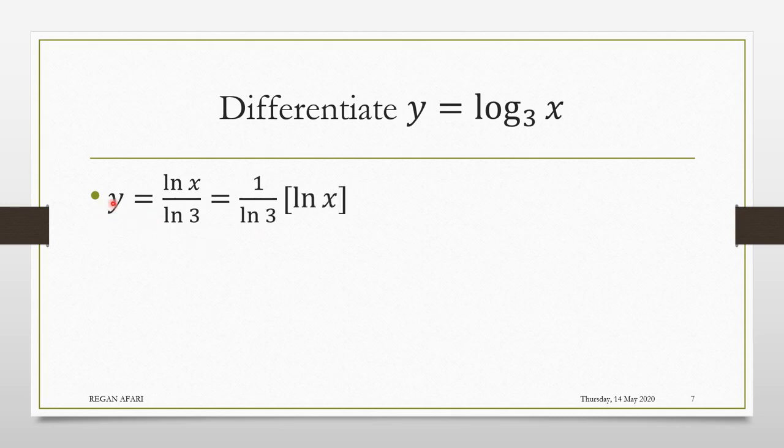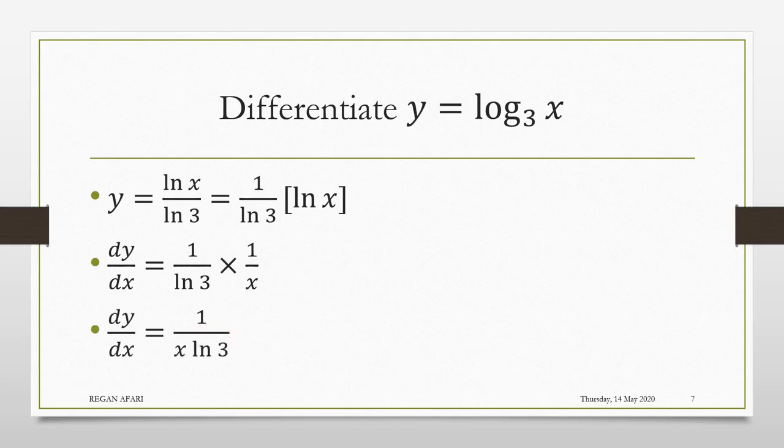As soon as we change the base, this is what we have: ln x divided by ln 3. But ln 3 is a number, it is not a function, so we can factor that out so that we have 1 over ln 3 times ln x. Now we have this function, so when we are differentiating, we are paying attention to this. When you differentiate this, you have 1 over x, and then you clean this up and you will get 1 over x ln 3.